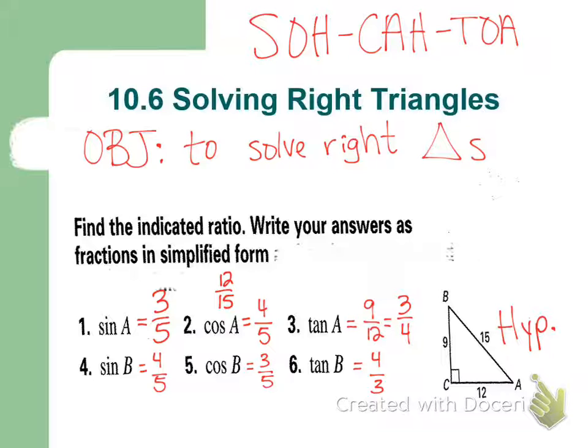Now, if you don't remember those relationships, that's fine. You can go back to your triangle and do opposite over hypotenuse, 12 over 15, and then reduce it again. Questions about our trig ratios?